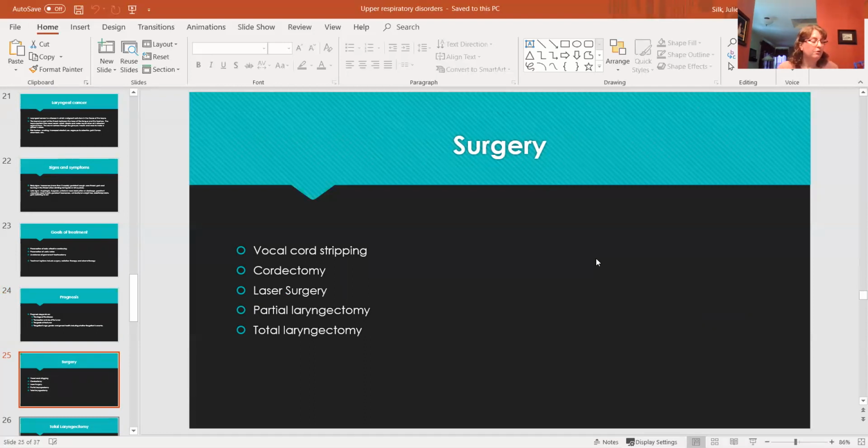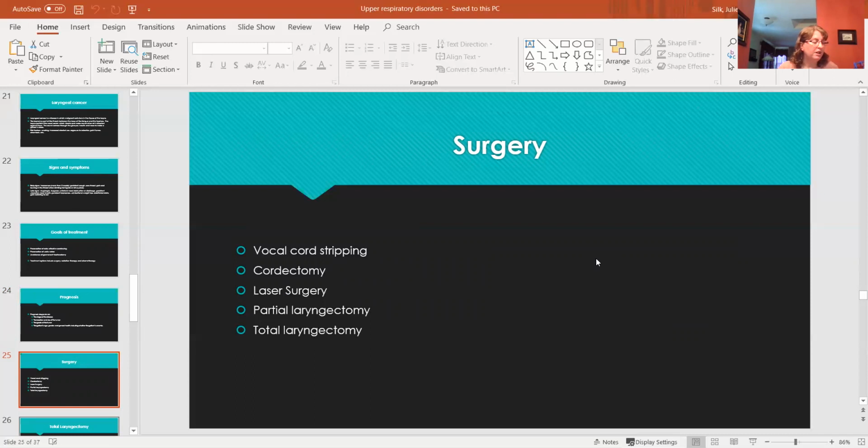A chordectomy. This is excision of the vocal cord by laser, usually for lesions limited to the middle third of the vocal cord. Voice quality depends on how much is removed. So with this, they actually have to remove part of the vocal cord itself. So your voice is going to be different depending on how much they have to take out.